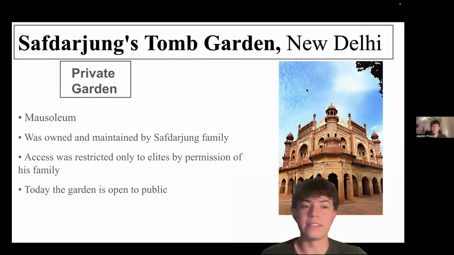So this garden at the time of being built, it was a private garden. Mausoleum in the center was built for Safdar Jung. As you can see in the picture on the right, that's the mausoleum. And then after he had passed, it was owned and maintained by his family, and access was only restricted to the high level class and the elites by permission of his family. But of course, today the garden is open to the public, and many people and tourists go there.